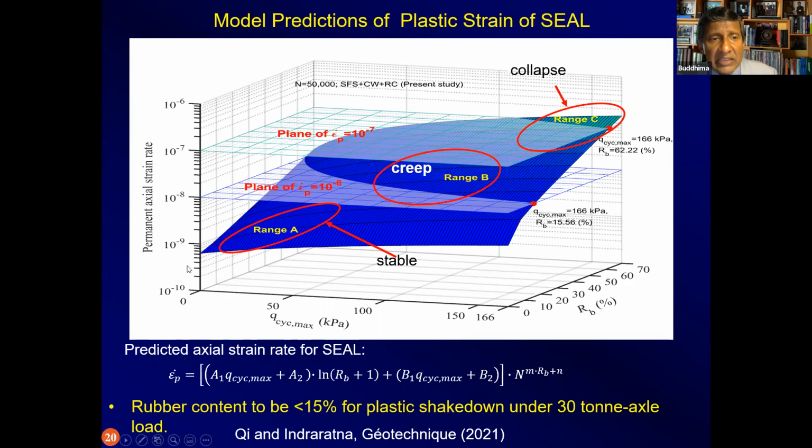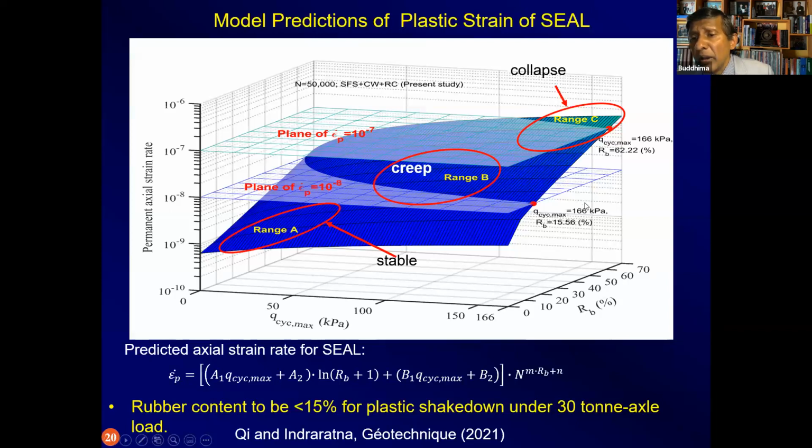So if I were to put this into a design chart that can be used by practicing engineers, you can see the plastic axial strain plotted on the vertical axis, the cyclic deviator stress on this horizontal axis, and the rubber content on this second horizontal axis. When you are in the left-hand lower corner, you are in range A, where the axial strains are small, the cyclic deviator stress is relatively small, and your rubber content is between say 0 to 15%. As you go up to the right, you get range B, which is creep.